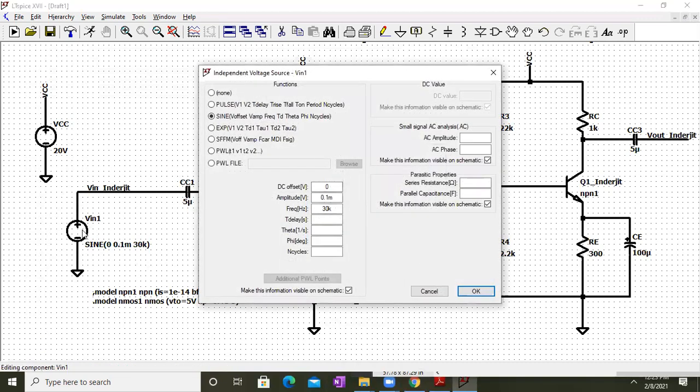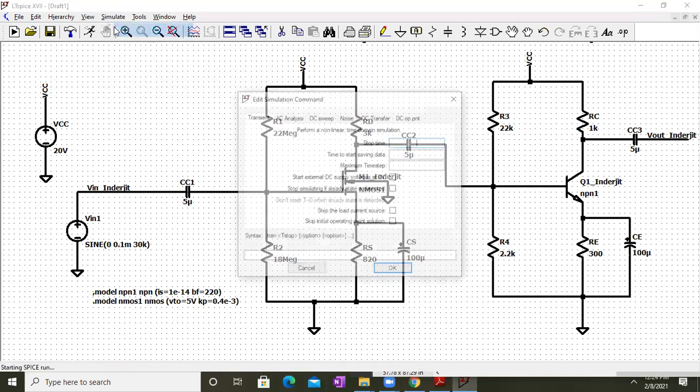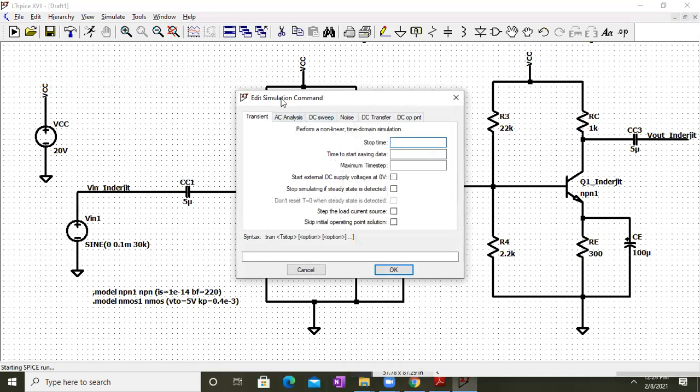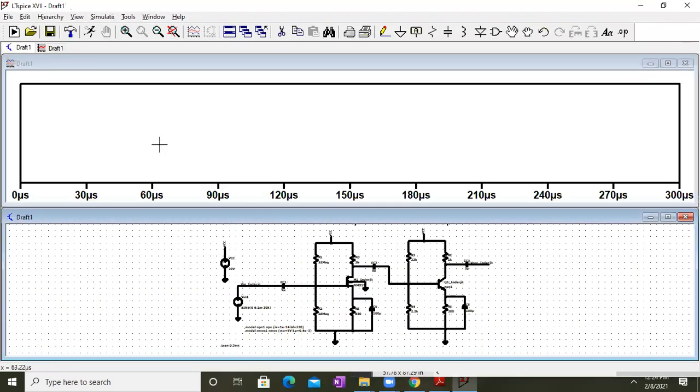So for the AC one, we have to right click and go on to sign. Select DC offset as 0. Amplitude will be 0.1 millivolt, and frequency will be 30 kilohertz. So these are the values which we are putting over here. Fine, and then click on OK. We already labeled the input and the output nodes, and we'll go to simulate. We'll click on run, and since it is 30 kilohertz frequency, we can give the time period as around 0.3 millisecond. So it will give you a few cycles.